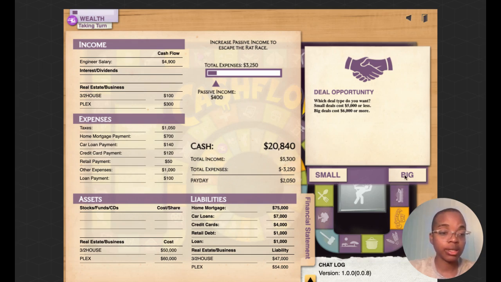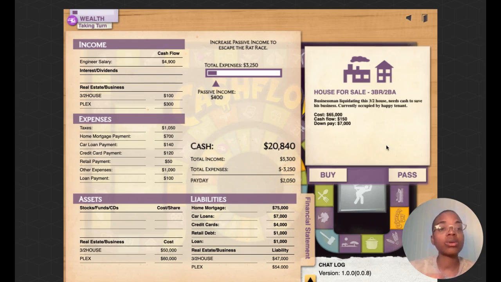I had a couple paydays in there, so let's go for another big opportunity. Okay, so businessman liquidating this 3-bed, 2-bathroom house needs cash to save his business. Currently occupied by a happy tenant. $7,000 down payment, $150 in cash flow, and the cost is $65,000.